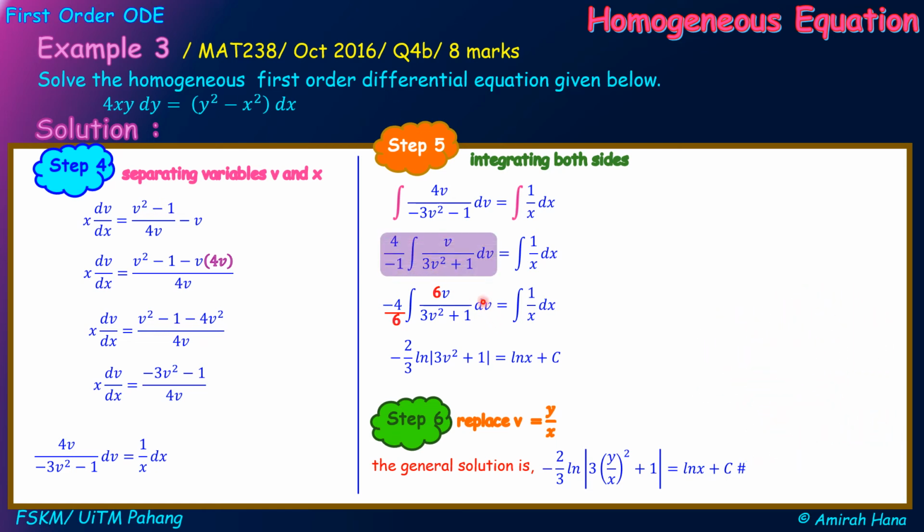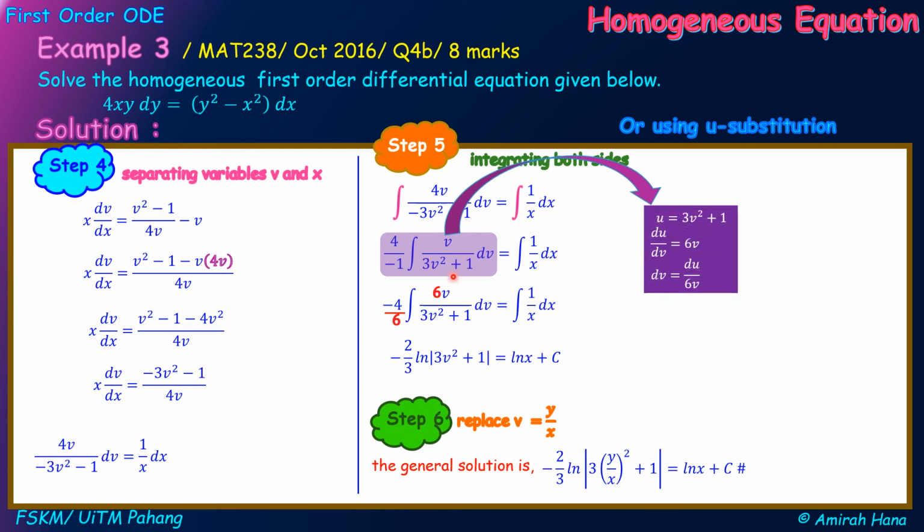Before that, from here, actually we can integrate using u substitution. We choose u equals the denominator, 3v squared plus 1. So we have variable u and variable v here. When we differentiate, it becomes du over dv. We differentiate 3v squared plus 1, we have 6v. And then we write dv as the subject. So we cross multiply, so we have du over 6v.